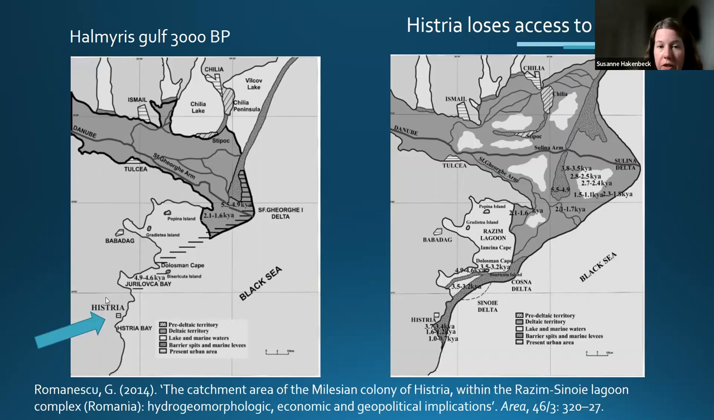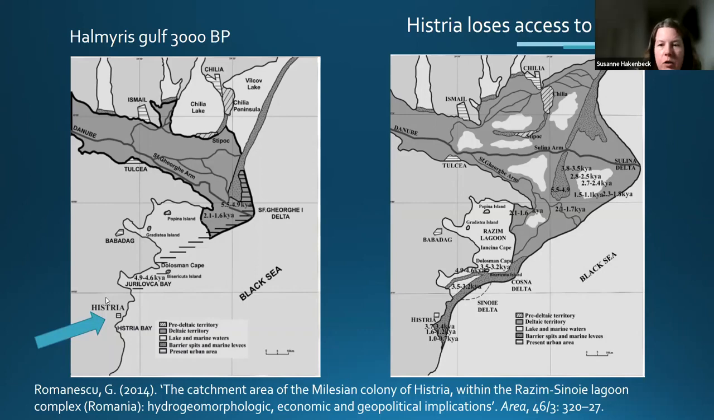And what's very clear is that sediment growth, delta growth here, blocked off the port of Histria in the 5th and 6th century, forming a lagoon. And behind the lagoon, there was no secure harbor anymore for trade. And so effectively Histria lost its main function.